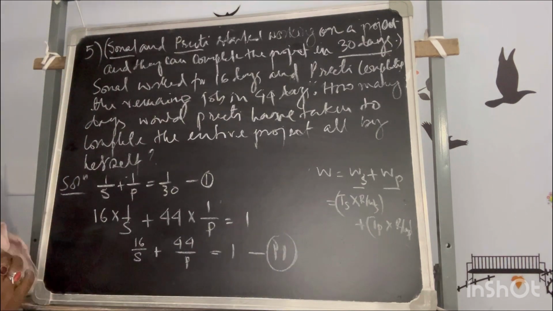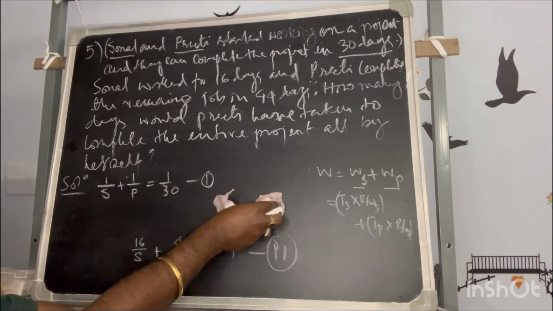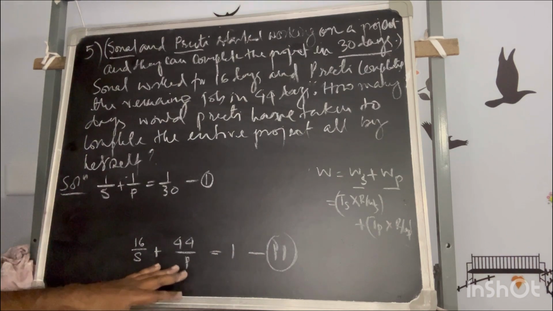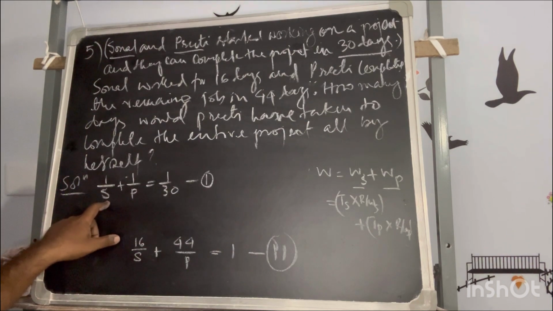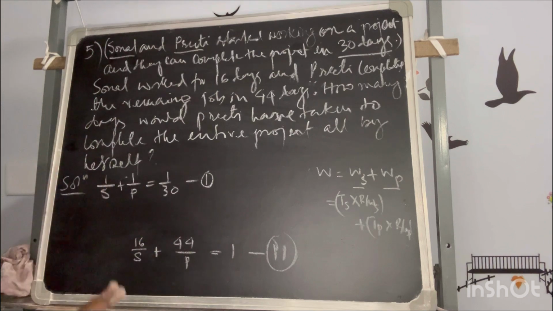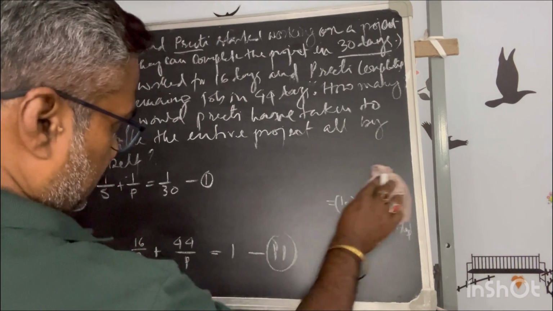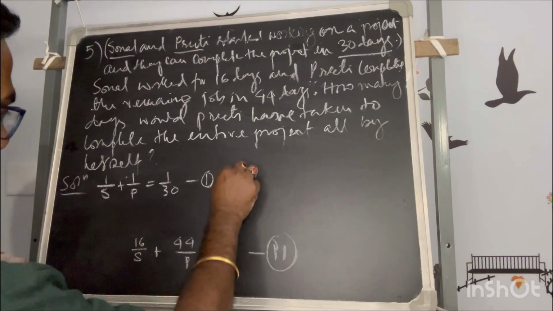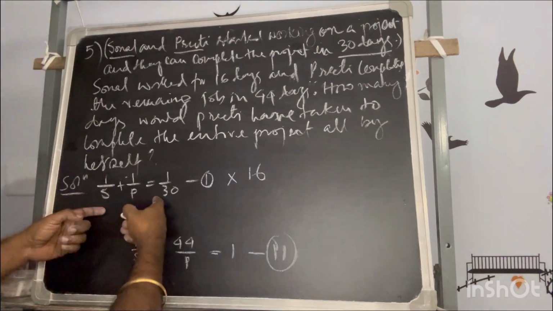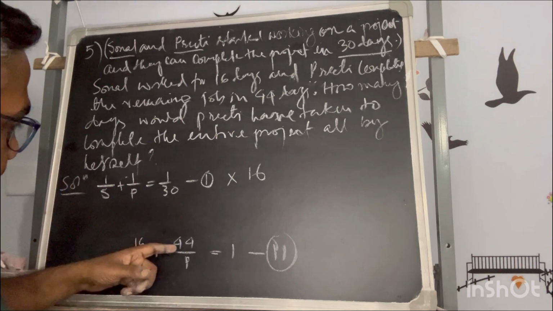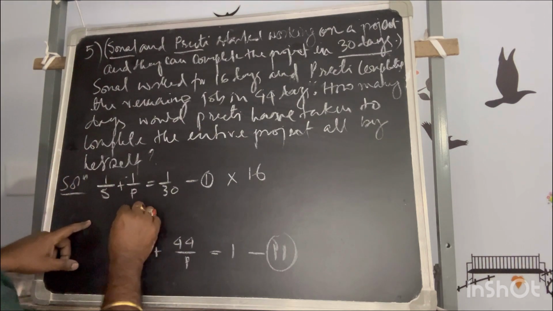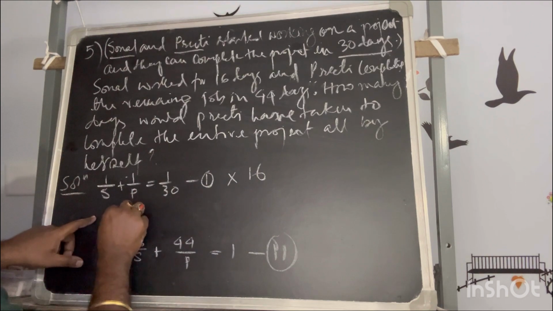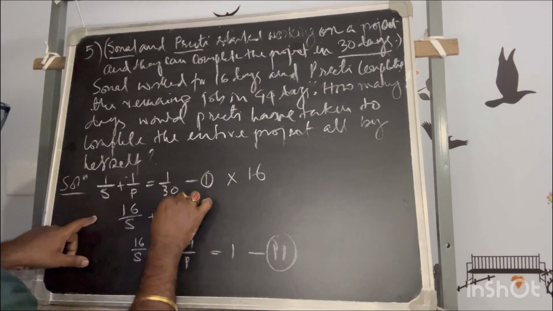Now see how many variables you are having. We are having only s and p, that is their time to complete the job individually. S we have taken for Sonal, P we have taken for Preeti. So these are my two equations. Can you solve it? Yes, we can. So let me take it like that. If I multiply 16 with this equation and if I deduct it, what will be the case? So my first equation will transform to this form.